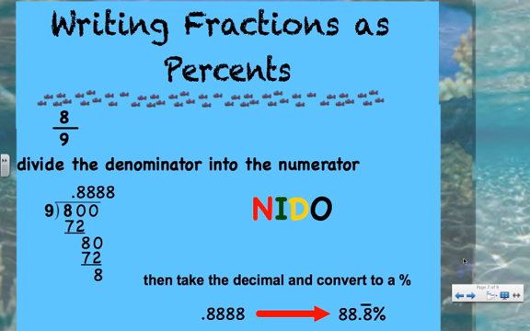Now that isn't a percent, but we just learned previously how we can take a decimal and turn it into a percent. We start at the decimal, move 2 places to the right, and add a percent symbol. So in this case, I went from 0.8888, I moved 2 to the right to get 88.8%, and then I dropped the last 8 and put a bar above it to show that it repeats.